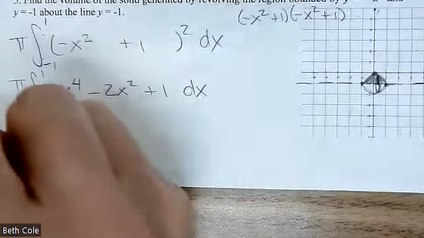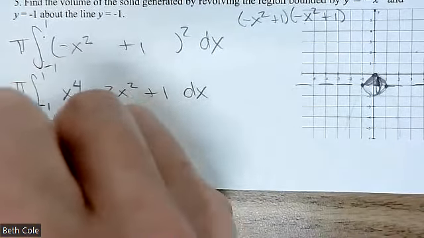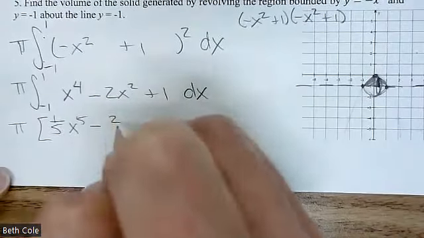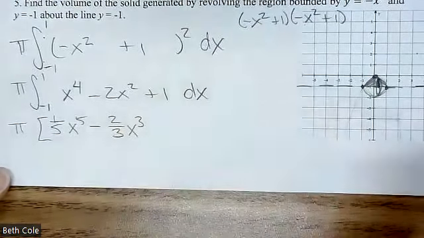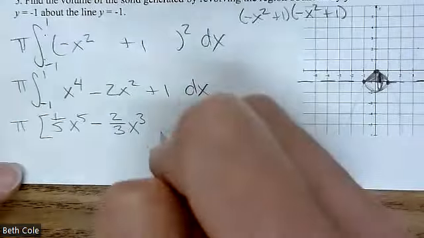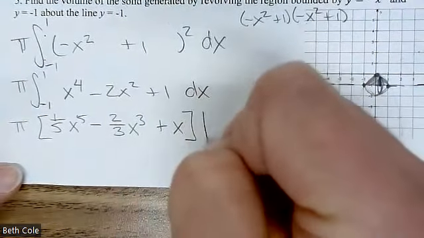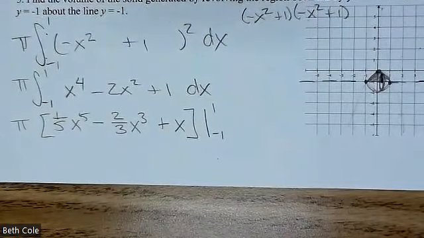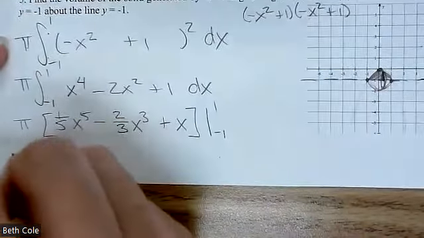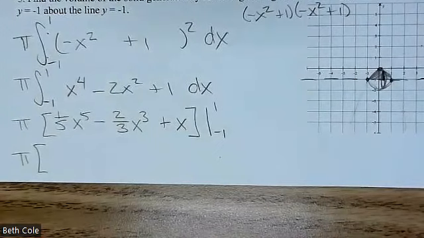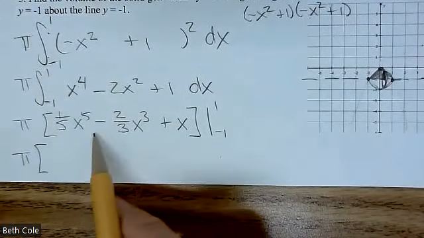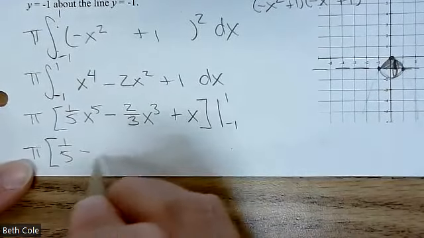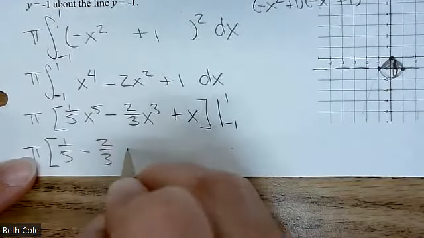All right, then you can do the antiderivative. So that would be 1/5 x to the fifth minus 2/3 x cubed plus x, such that -1 to 1, and then it's upper boundary minus lower boundary. So let's see what we get. If we plug in 1, that'll just be 1/5. Oh, pi out front. 1/5 minus 2/3 plus 1.